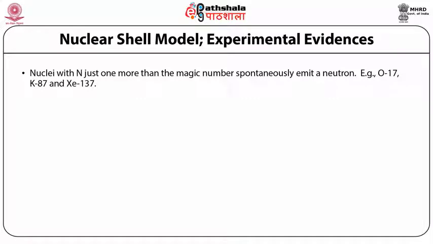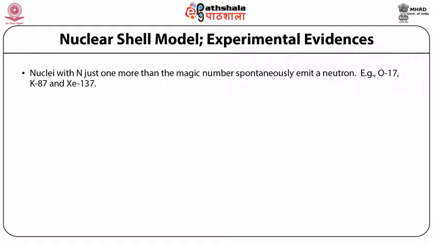Up to the previous slide, we have discussed a few experimental evidences in support of magicity in nuclei. Here are a few more experimental evidences: nuclei with N just one more than the magic number spontaneously emit a neutron. That is, it is very easy to take out one neutron in nuclei having 1 or 2 excess neutrons compared to their stable structure. For example, the stable oxygen structure is oxygen 16. In the case of oxygen 17, there is one additional neutron, which can be taken out quite easily. So the nuclei with N just one more than the magic number spontaneously emit a neutron.